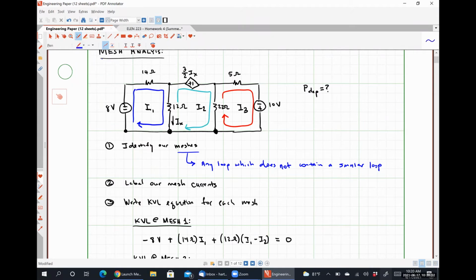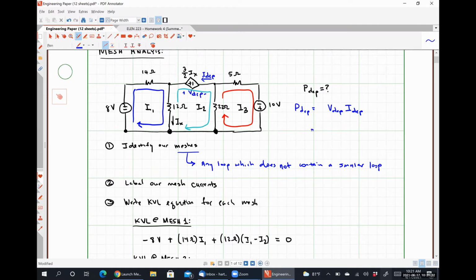So I would say that the power supplied by our dependent source is going to be the voltage drop across our dependent source, which I'm going to call VDEP, times the current IDEP flowing into the negative polarity terminal, right? So I'm going to call this current IDEP, and I'm going to call this voltage VDEP.